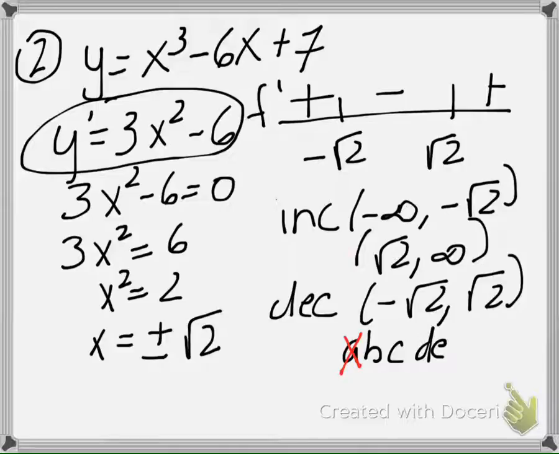Okay, let's look at choice B. B says that it's increasing for all values of x. But we can see right here there are some values where it's decreasing, so it could not be B. So we'll take that out. Okay, now we'll go to C. So C says it's increasing for all values that absolute value of x is greater than radical 2. So greater than radical 2 would be right here, and yes, it is increasing. And it's decreasing for all values of absolute value of x is less than radical 2.